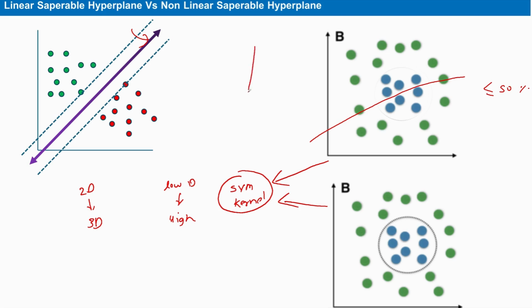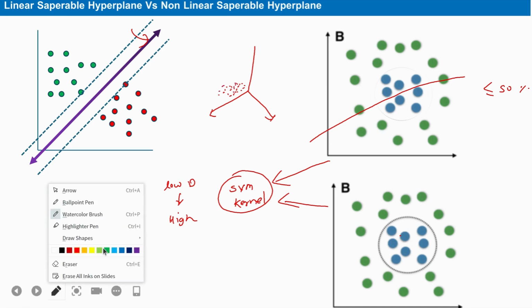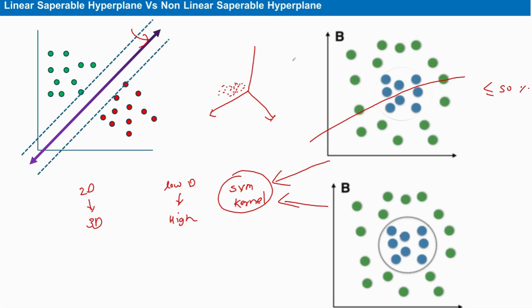For example, suppose this one is the 3D space, and after transforming all this data into the 3D space, it will look like this. Suppose these are the negative examples and these are the positive examples. After transforming to the high dimensional space, it will look like this. And now after this transformation, this data can be easily separable.